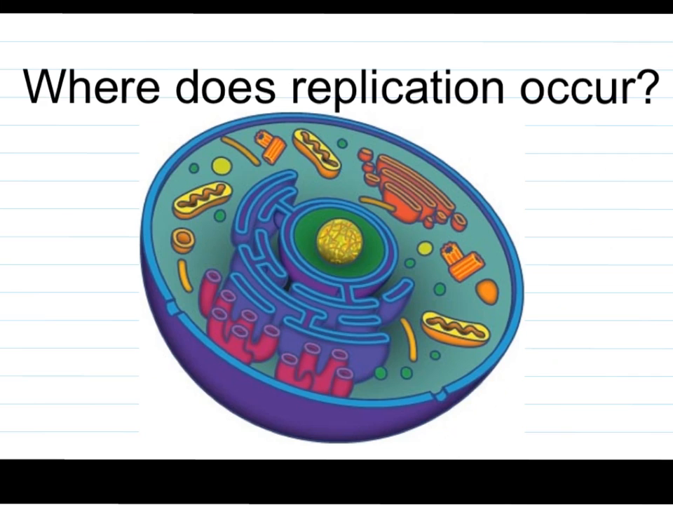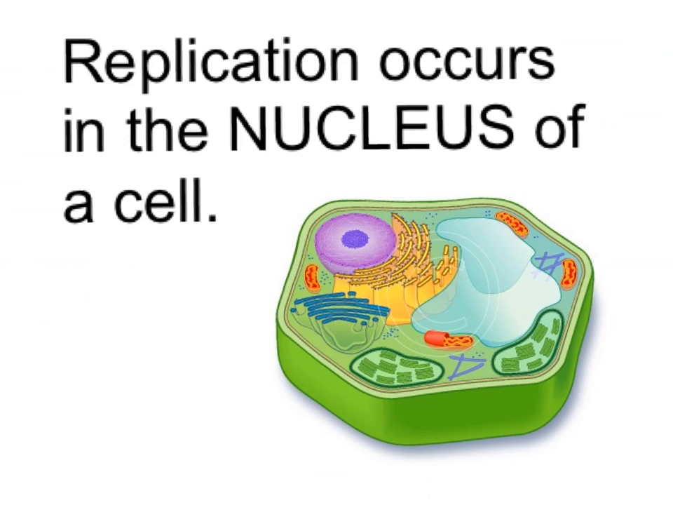So where does replication happen in the cell? Well, DNA is locked away in the nucleus of eukaryotic cells. It's stored here to keep it protected. Thus, the copying process, or DNA replication, must occur in the nucleus of the cell.